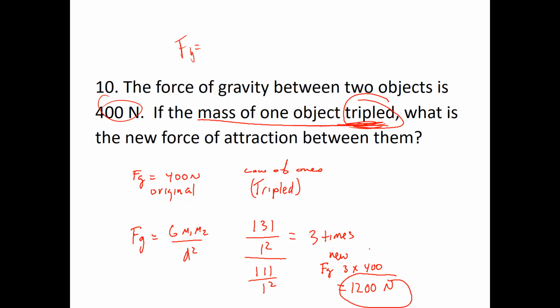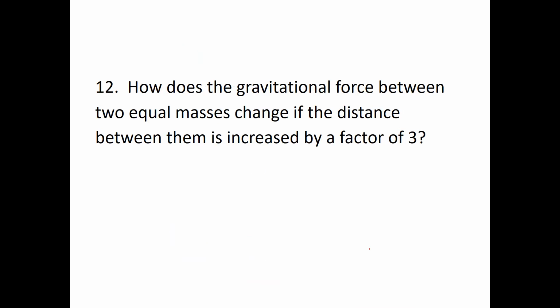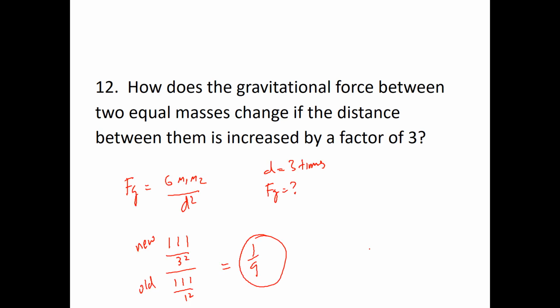Okay, I don't know if I skipped something, but this says 12. How does the gravitational force between two equal masses change if the distance between them is increased by a factor of 3? Law ones again. 1 over 3 squared over 1 over 1, once again squared, but you don't need to do that once you realize it's going to be 1 anyways. And then you'll get 1/9.